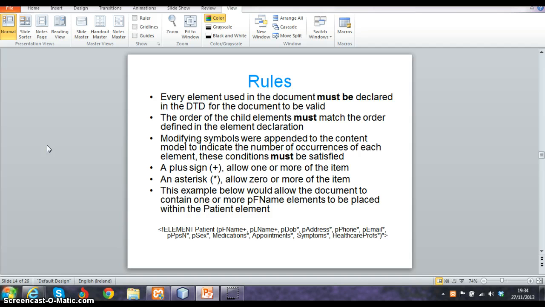In the file you can see a plus sign or an asterisk. The plus sign says allow one or more of the item. That means there must be at least one item in there, one element. An asterisk means that you don't have to have an item there, and it will be accepted into the XML and validate it anyway. And as you can see, there's an example below.